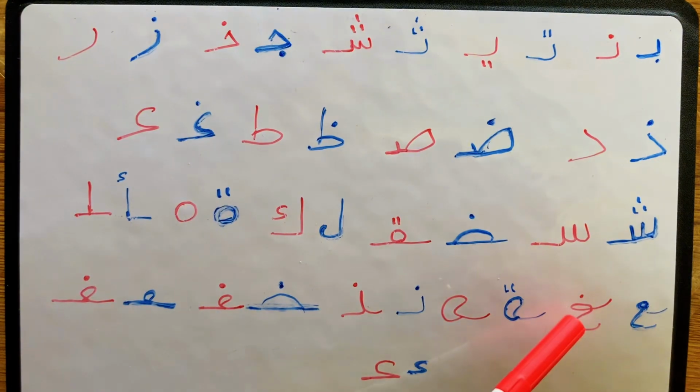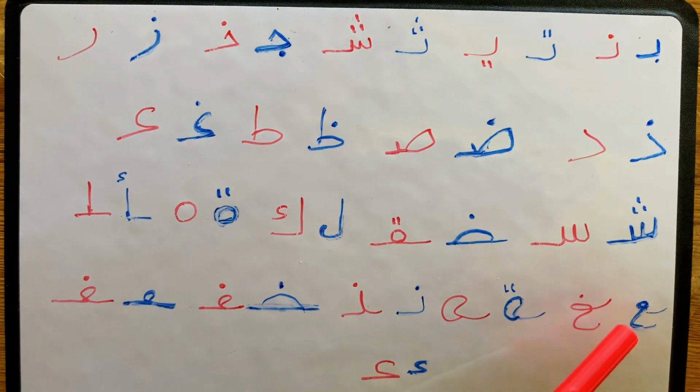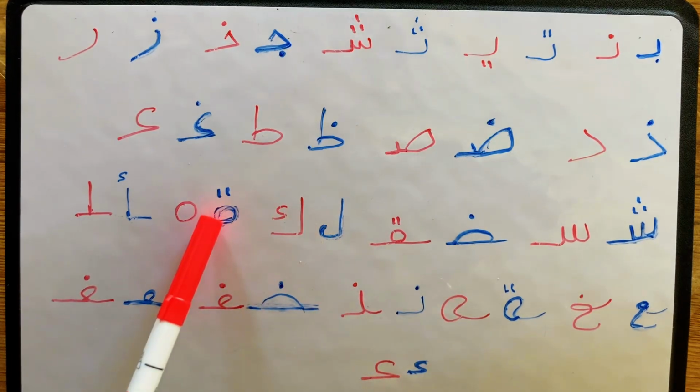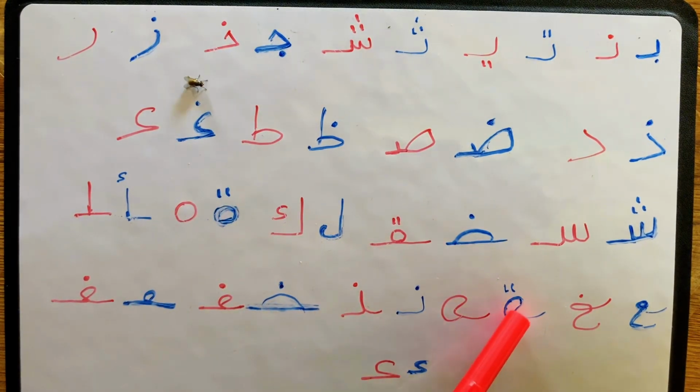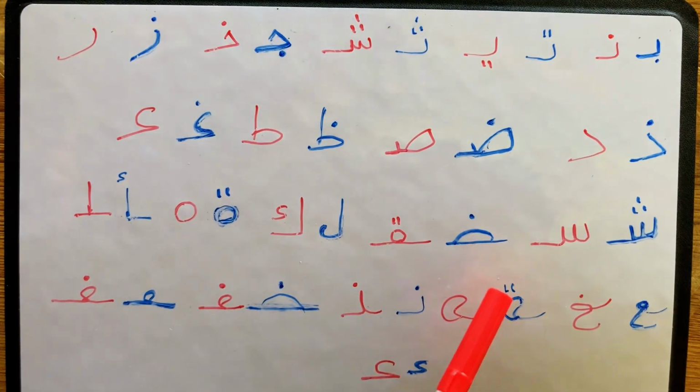Ainun, Ghainun. Ghainun has one dot. Ainun has no dots. Ta'un, Ha'un. You can see this is Ta'un and this is Ha'un. This is Ta'un also, and this is Ha'un. Nunun, Dhalun. You can see the similarity when it is written in this way.